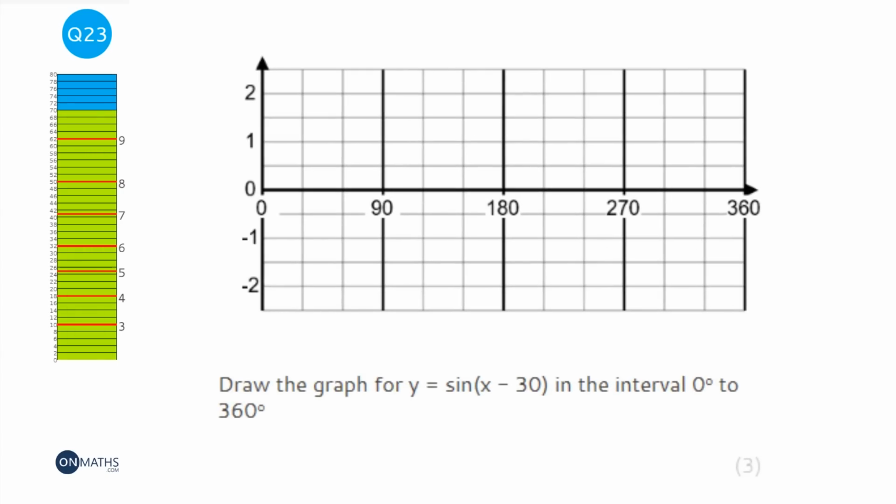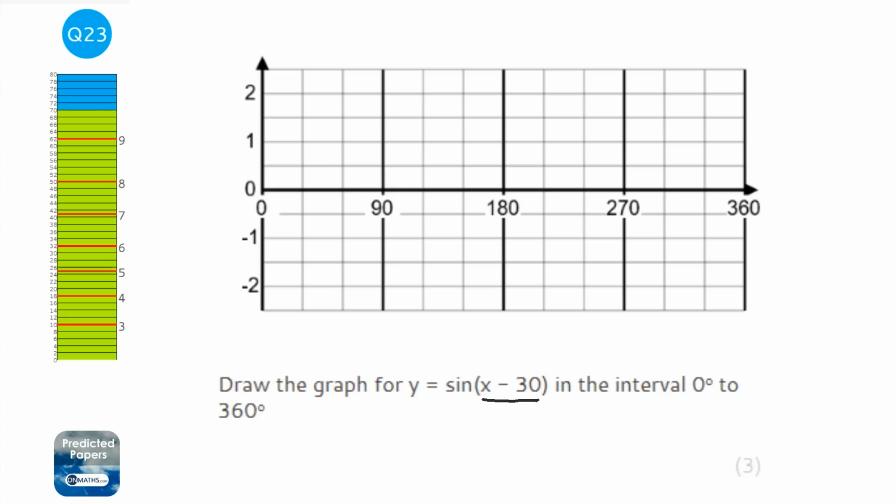Okay, to answer this question, you need to understand the sine wave. And the sine wave starts at 0 and then goes up to 1 at 90, goes back to 0 at 180, down to -1 at 270, and then back up to 0 at 360. Now, what's happening here is we're taking away 30 before we put it into sine.